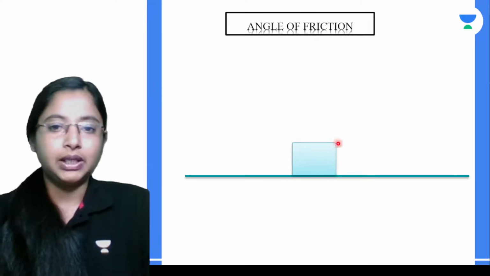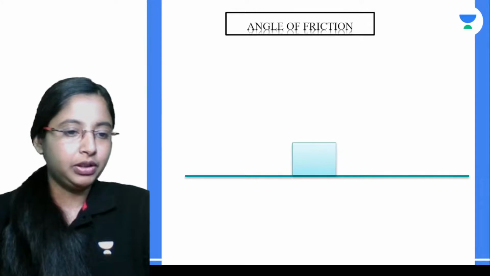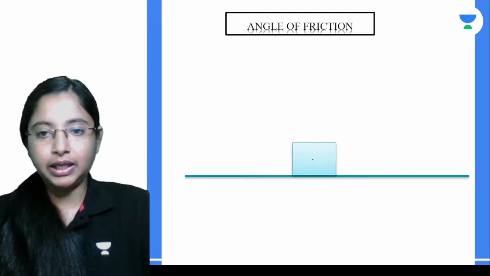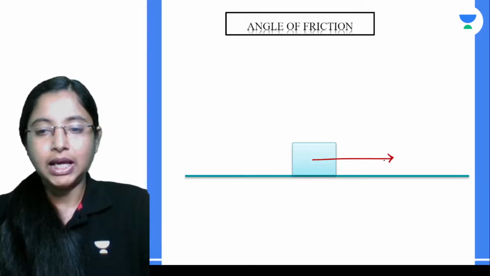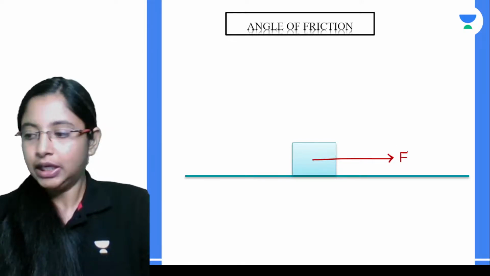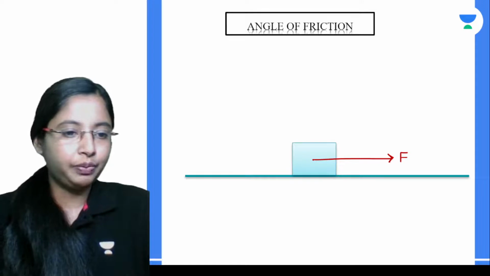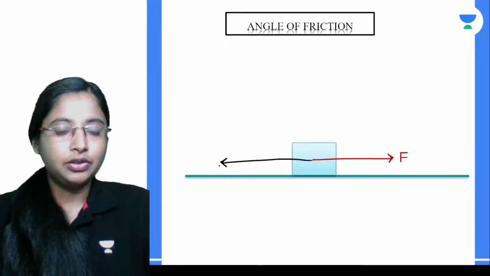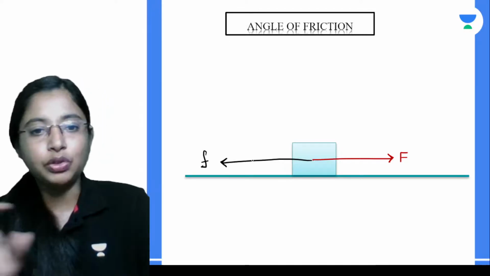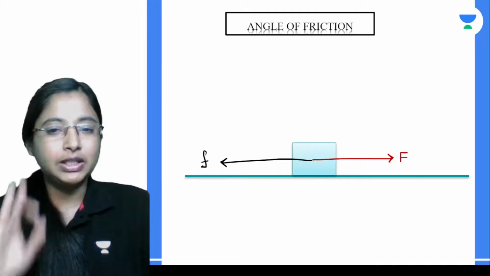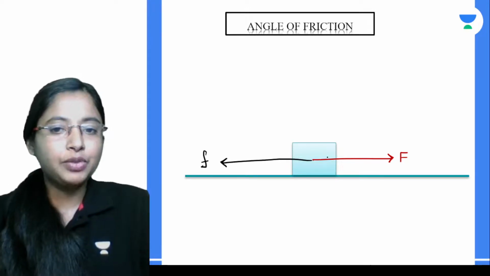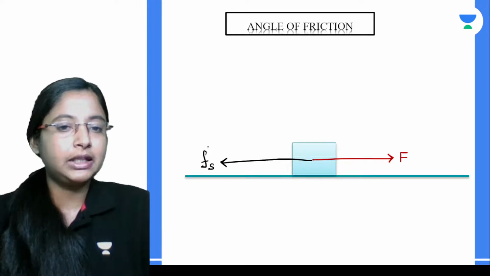Alright, very simple. Let's say we have a block kept on a surface. Now let's say a force is applied to this particular object. Let's say the force applied is F. For the force applied, there would be an opposite reaction force, right? In this case, let's say you're applying a force and the object just begins to move. If the object just begins to move, then what it has is a limiting friction.